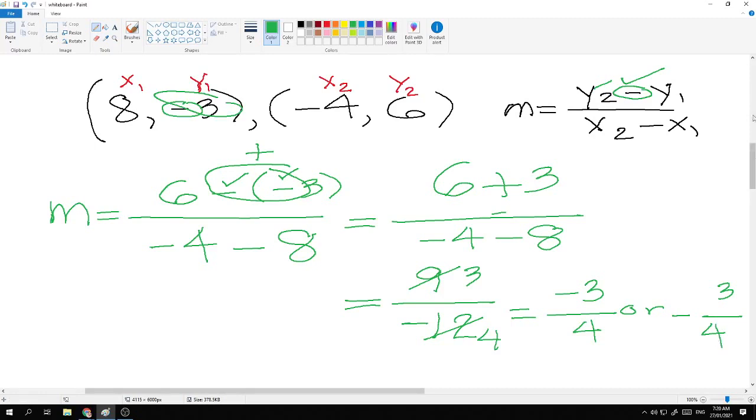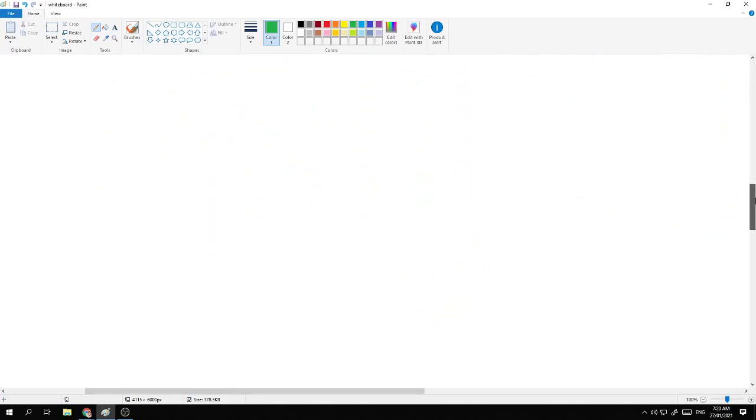Questions about the second example? Is this okay? That's very good. Let's have our third example. The third example will be this one.